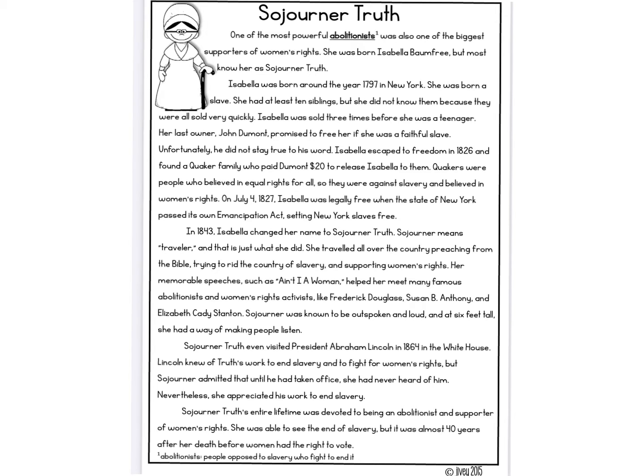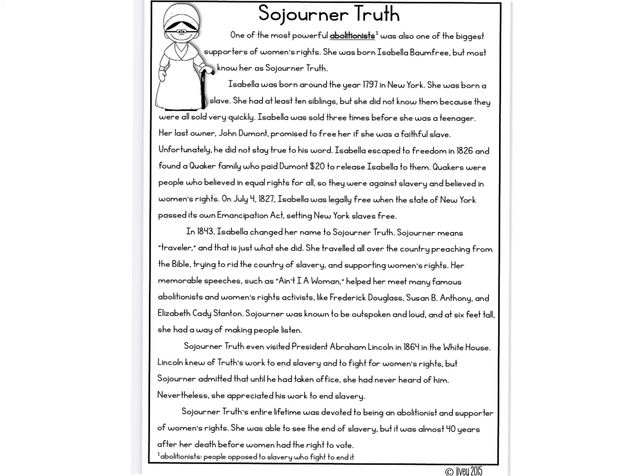Today we're going to learn about Sojourner Truth. One of the most powerful abolitionists was also one of the biggest supporters of women's rights. She was born Isabel Baumfree, but most know her as Sojourner Truth. Isabella was born around the year 1797 in New York. She was born a slave.